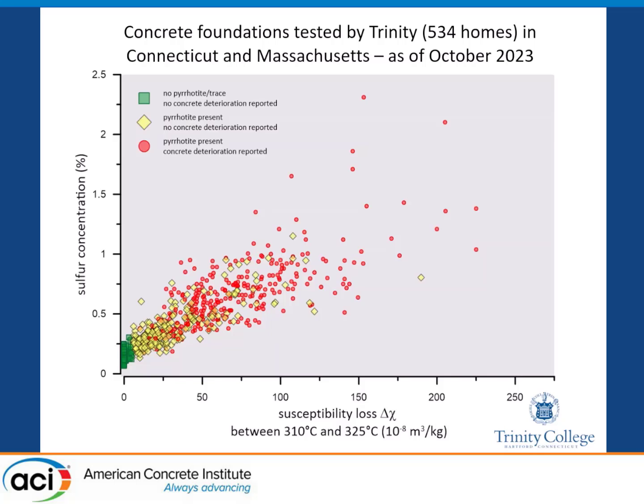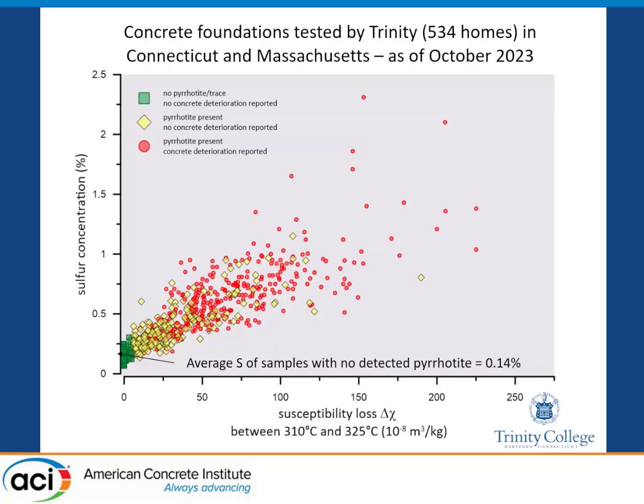We color code each of the points. The green points are samples where we have not detected pyrrhotite. So through the thermomagnetic analysis, there's zero drop, up to what we consider a trace, and I'll explain how we define a trace in a minute. The yellow diamonds are where we detect pyrrhotite, but there's no reported map cracking.